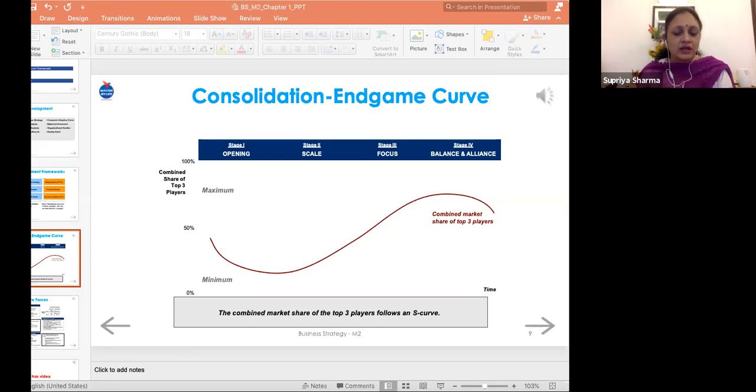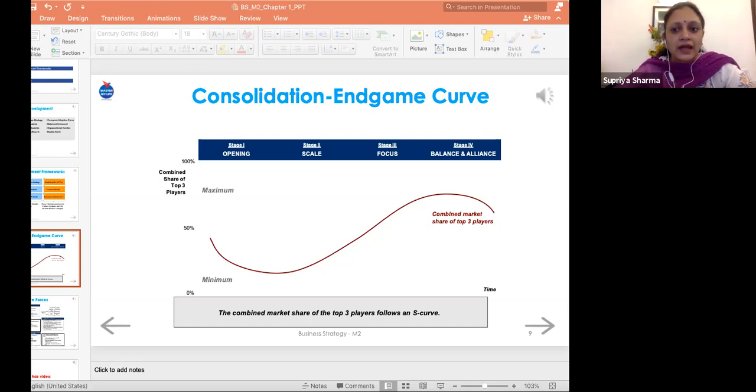So at stage 3, my focus has to be profitability, because now there are more players in the market. There will be more cannibalization that my organization will see. I have to be very, very careful about how to defend my profits. And then we come to stage 4.